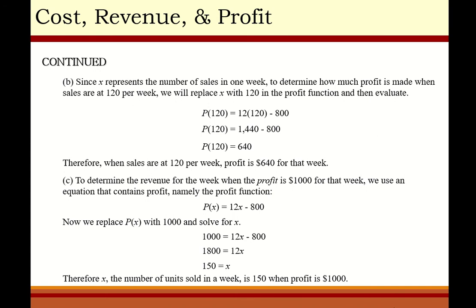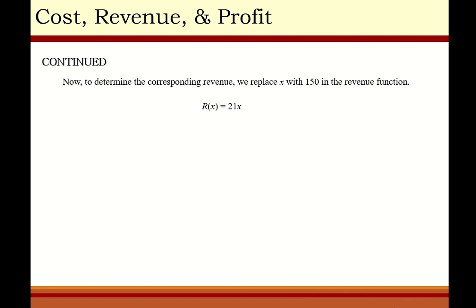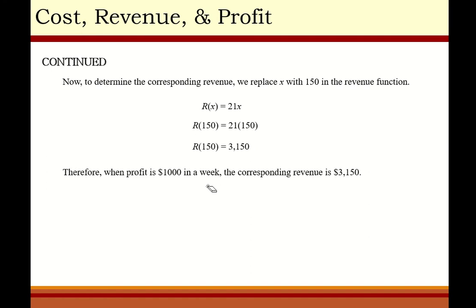Alright? Now, to determine the corresponding revenue, we replace X with 150 in the revenue function. So from this revenue function, R sub X equal to 21X, substituting the value of x, which is 150, R of 150 equal to 21 times 150 or equal to 3,150. So that's the revenue. So you have the revenue, you have the cost, and you can calculate now the profit. So when the profit is 1,000 in a week, the corresponding revenue is 3,150 US dollars.